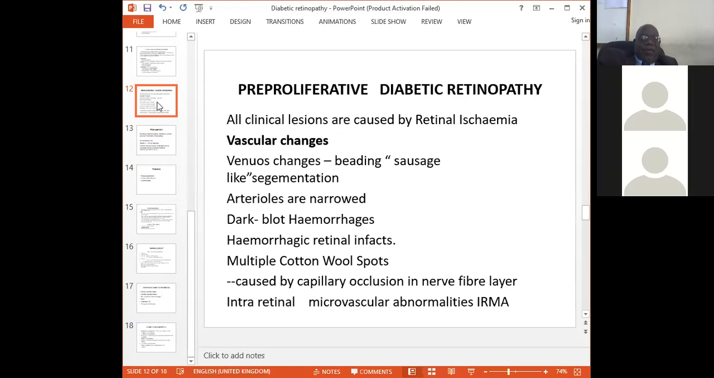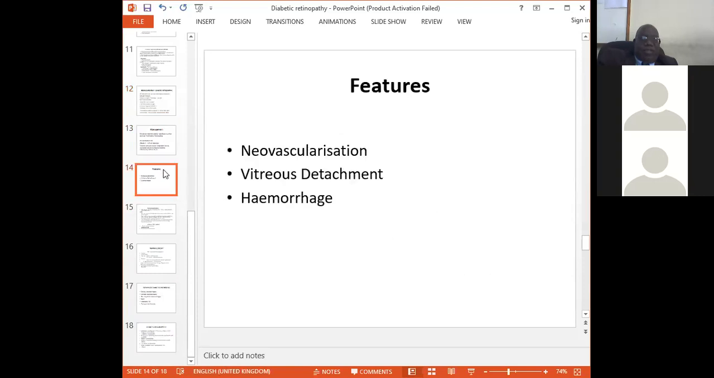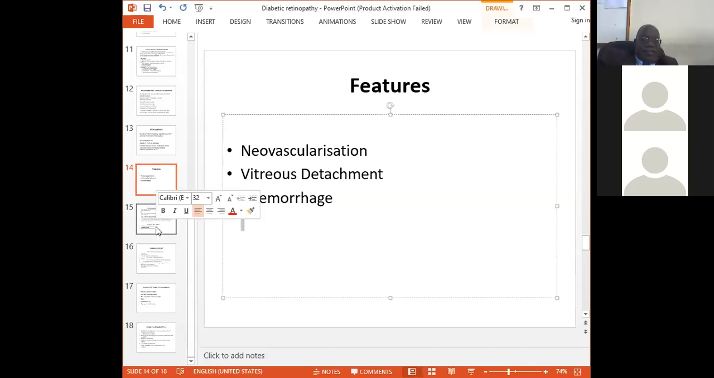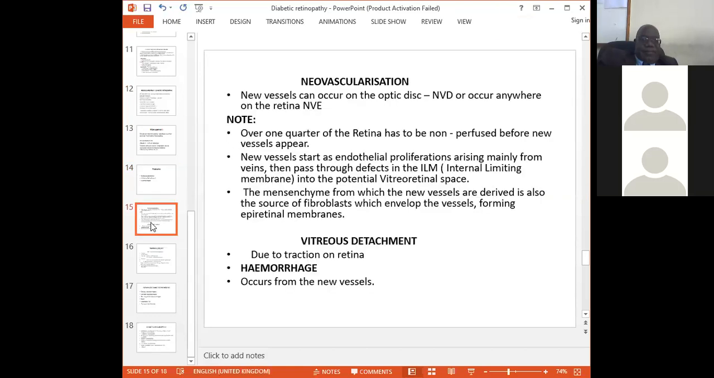When we say features, we're talking of features of proliferative diabetic retinopathy. There's neovascularization, formation of new vessels, vitreous hemorrhage, or generally hemorrhage on the retina. Neovascularization, formation of new vessels.